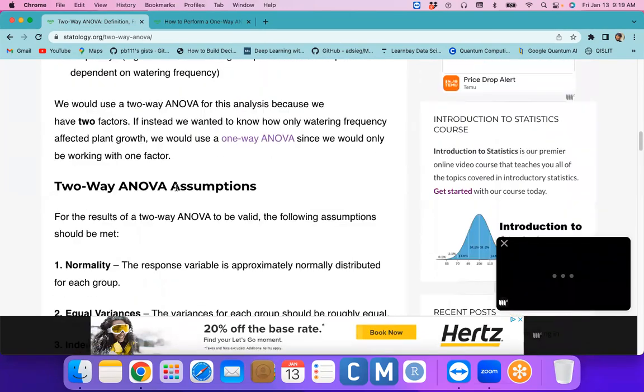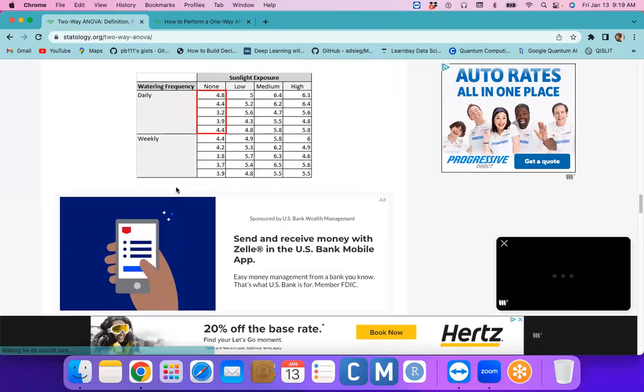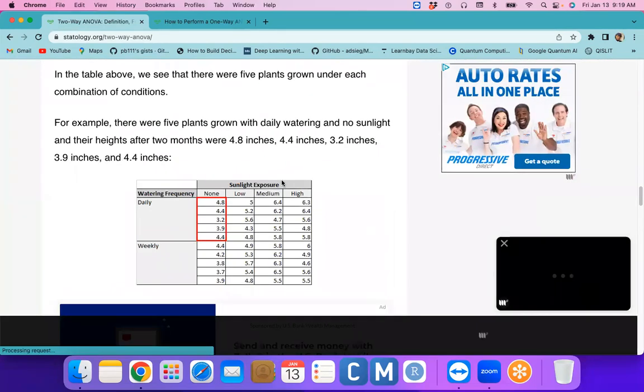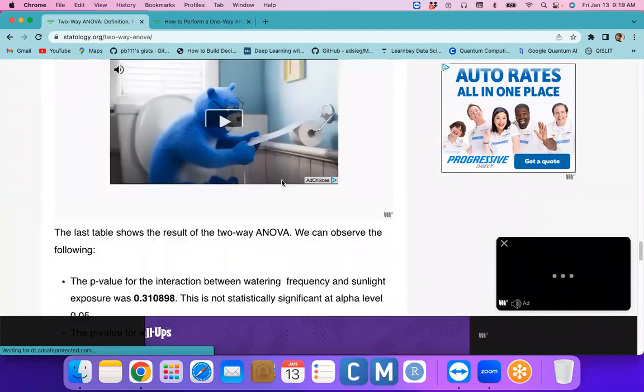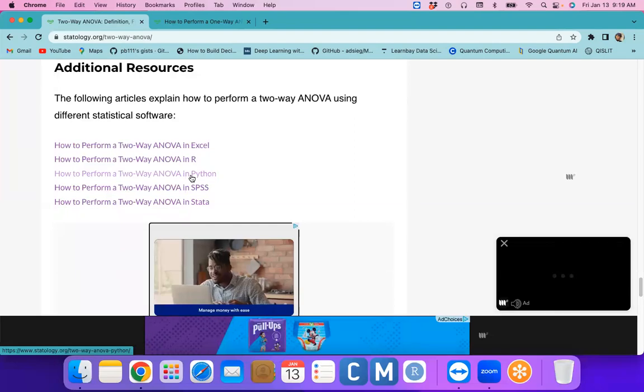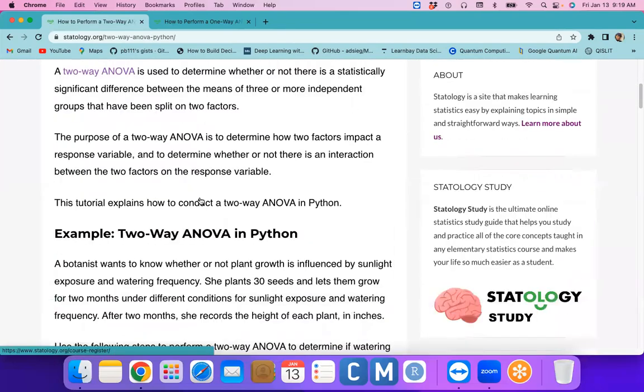Everything we can do with the help of Python. Same question, same thing, just slightly different: low, medium, high, right? And daily and weekly. This is one group, and weekly is one group, this is also days only, right? So watering frequency and sunlight exposure: low, medium, and high. So here we have categorical variables. When we have factors like this, I would like to go ahead with the two-way ANOVA. So how can we do it with the help of Python?